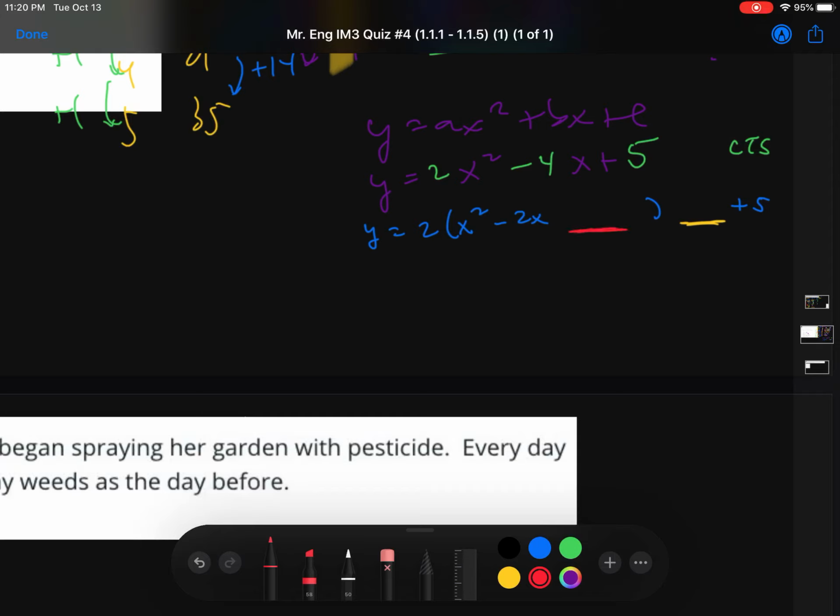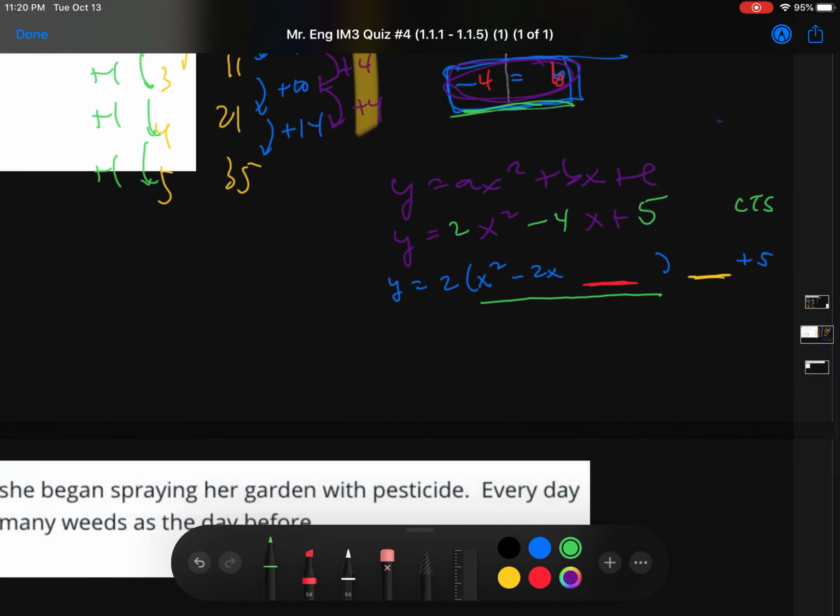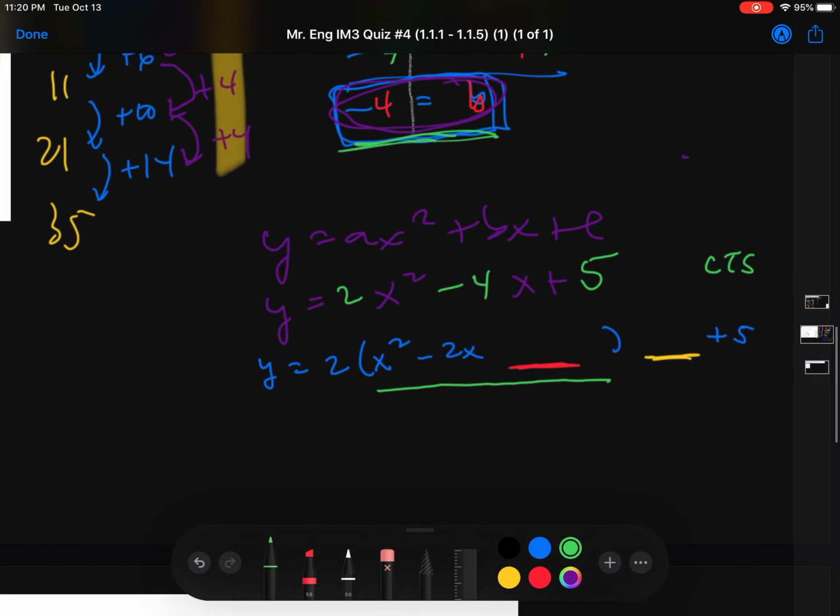Okay, to complete the square, we're focusing kind of inside right here, right? So if I use that as my b value, completing the square is b over 2 squared. So my b value inside there in green is negative 2. And negative 2 divided by 2 is negative 1. And negative 1 squared is 1. Okay, so I'm going to write this positive 1 here.